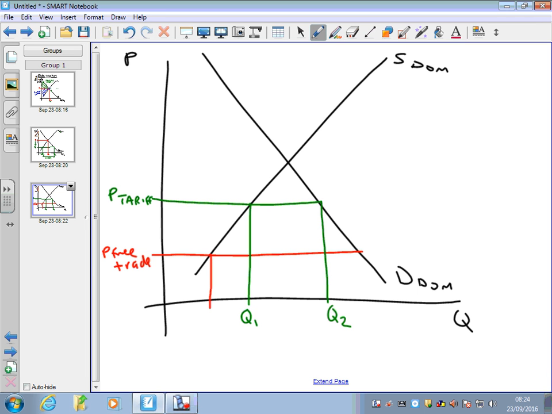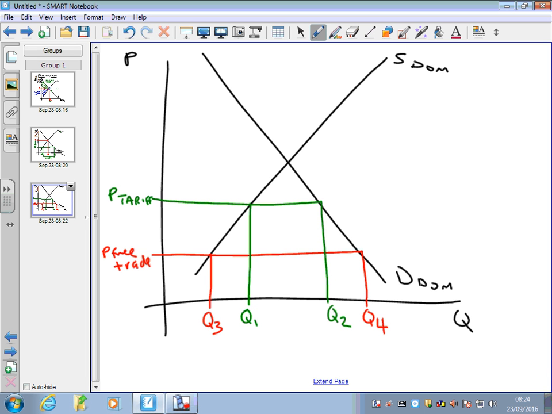domestic supply would fall because price would be squeezed down. So we'd now have Q3 for domestic supply. Domestic demand now would expand all the way out to Q4. So what you would now hopefully realise is that imports have increased not just from Q1 to Q2, but now all the way from Q3 to Q4.